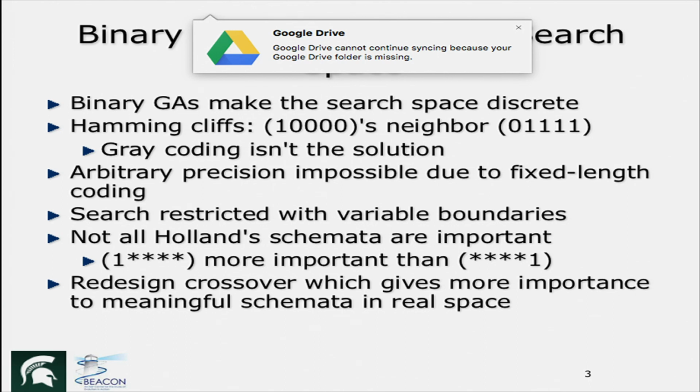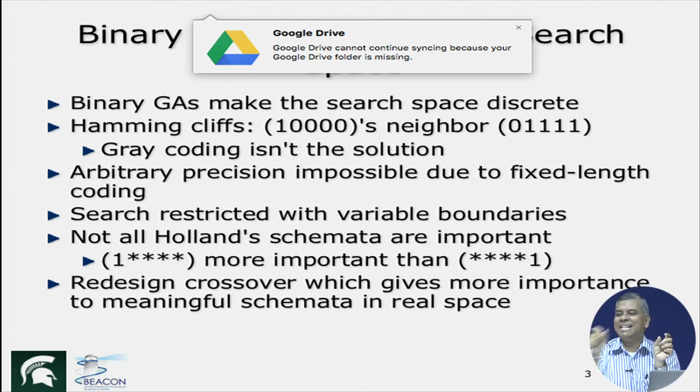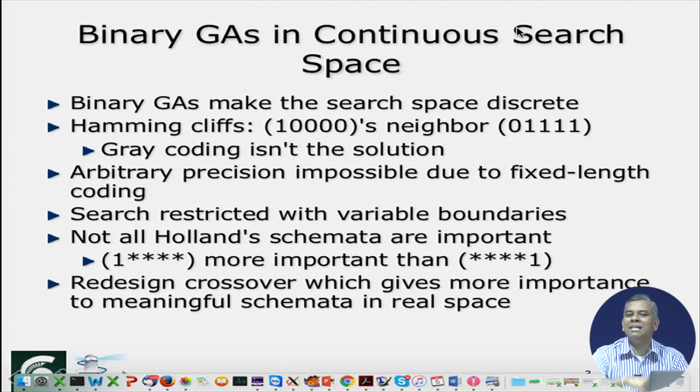But I also showed you a schema with star, star, star, and 1. What does it represent? It represents only odd numbers. So it's a kind of fragmented region. It's not contiguous. Is that an important schema for continuous search space? It turns out no. Unless you have a periodic function, this schema is not that important.